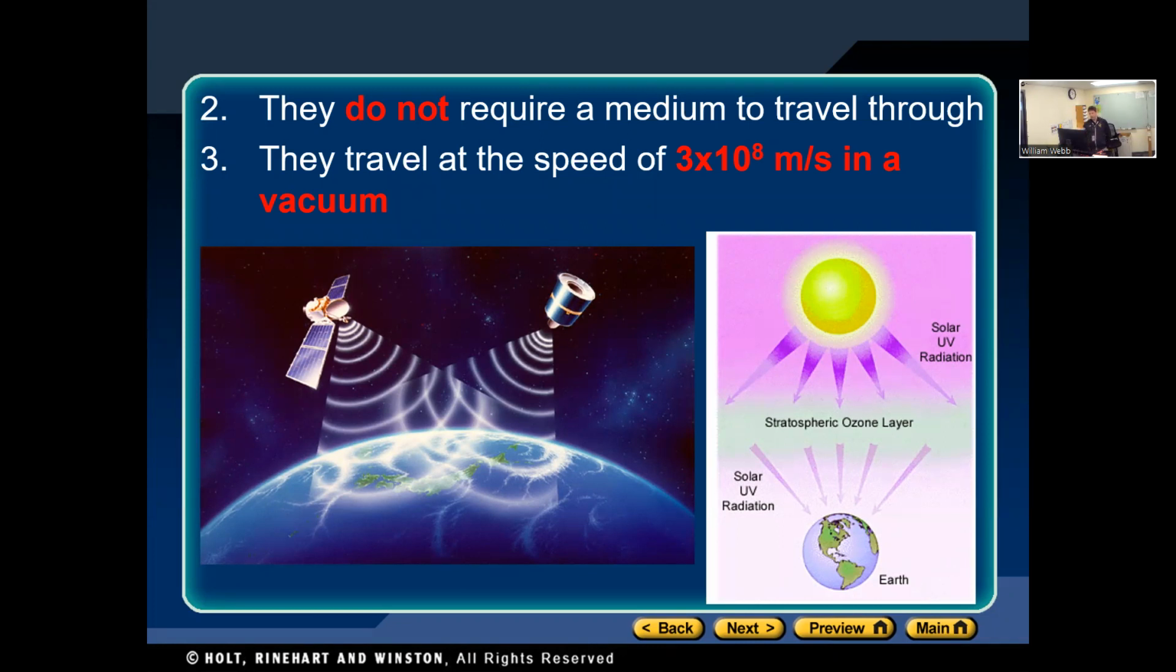And like we saw on a previous slide, all of them in a vacuum travel at 3 × 10⁸ meters per second. So you probably already have that number down. That was on a previous one.